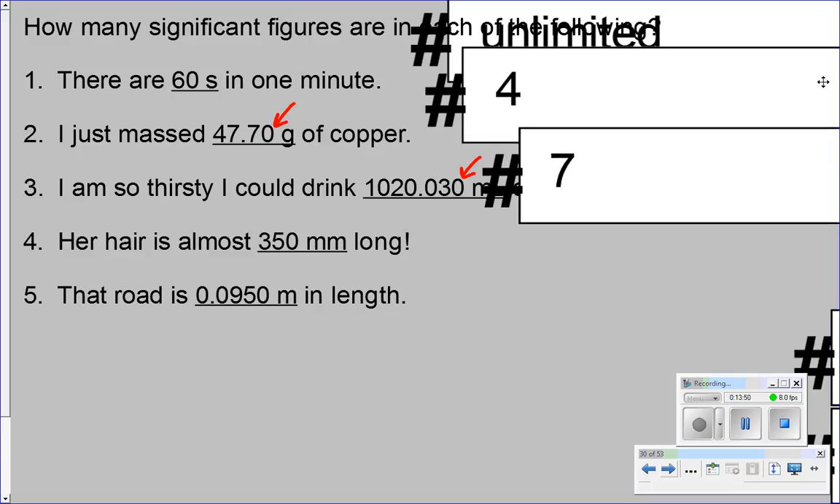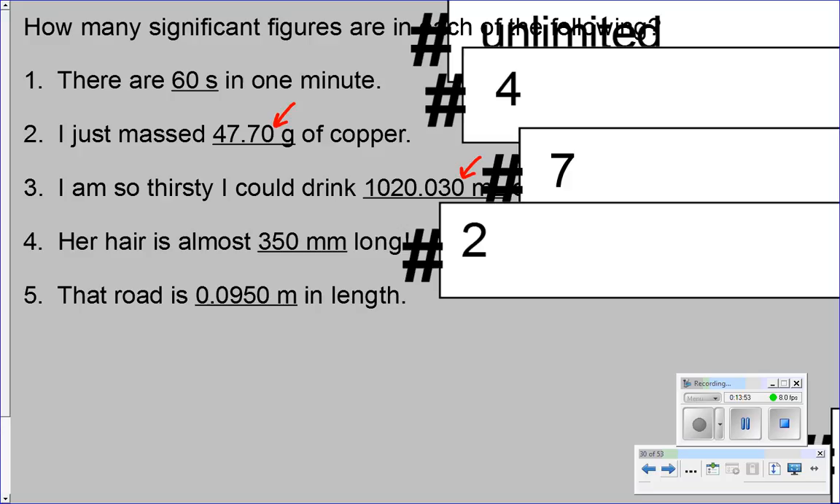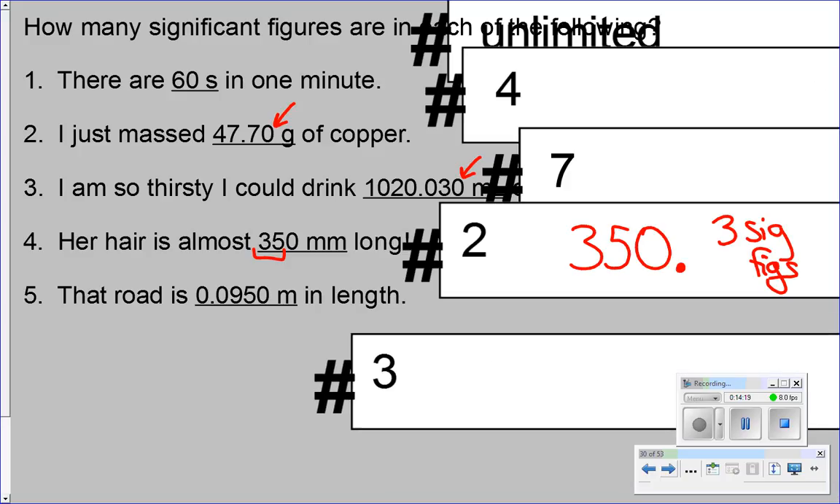Her hair is almost 350 millimeters long. Gives me 2 sig figs. If you're looking at this and you're like, but what if it is exactly 350 millimeters long? You'd actually have to throw that decimal right there, and that would turn that into being 3 sig figs. Without that decimal, only the 3 and the 5 count. Number 5, that road is 0.0950 meters in length. 3 sig figs on this one. So my leading zeros over here do not count. My 9 and my 5 count, and my trailing 0 counts.